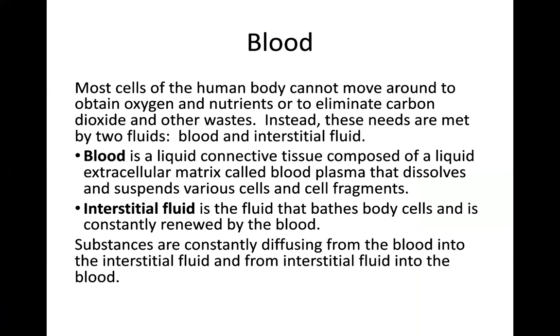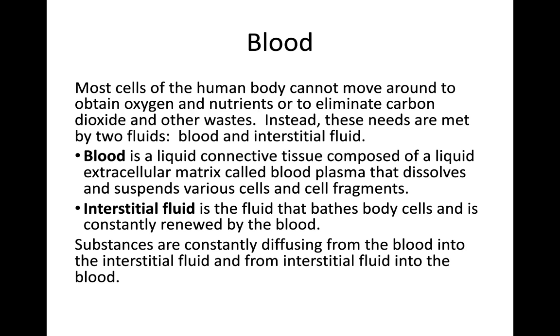Most cells of the human body cannot move around to obtain oxygen and nutrients or to eliminate carbon dioxide and other waste, and instead these needs are met by two fluids, blood and interstitial fluid. We've talked at great lengths this semester about interstitial fluid, all the way even back to the very first lecture of the semester. We learned that interstitial fluid is fluid between cells, so we can say it bathes our body cells. It's constantly renewed by our blood, and that's because water and stuff dissolved in our water can leave the blood, becoming interstitial fluid, or it can go from the interstitial space into cells and then back out into the interstitial space. So we just have a constant circulation going on.